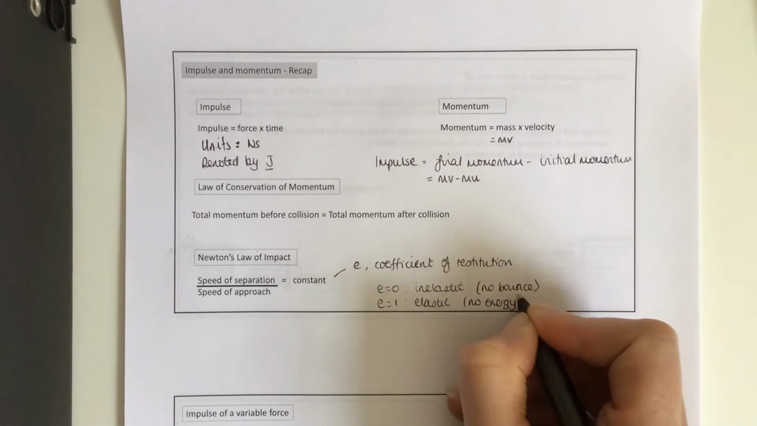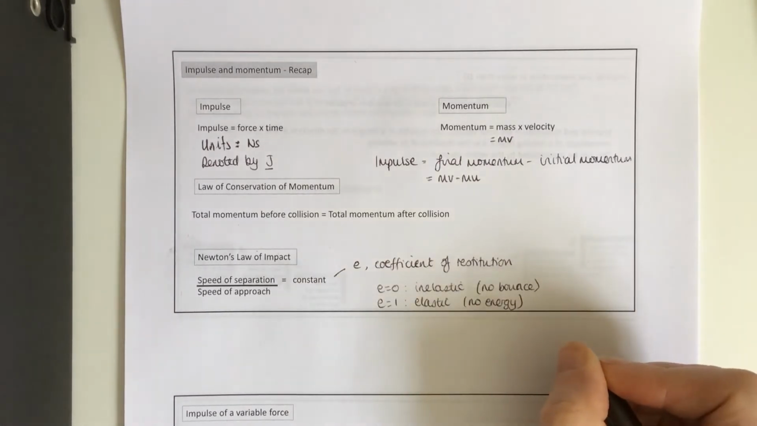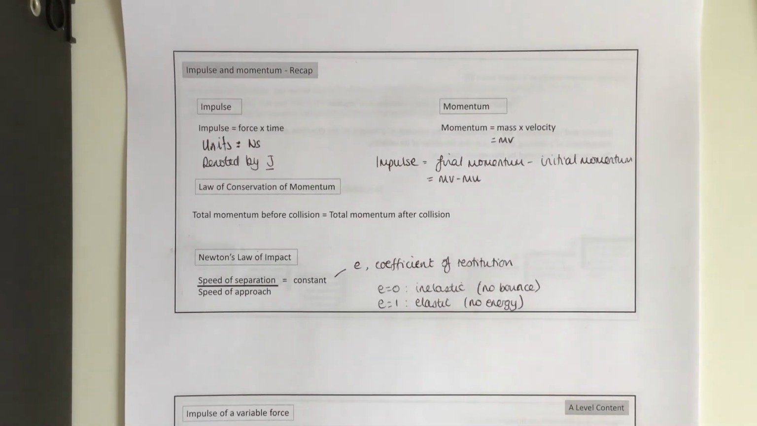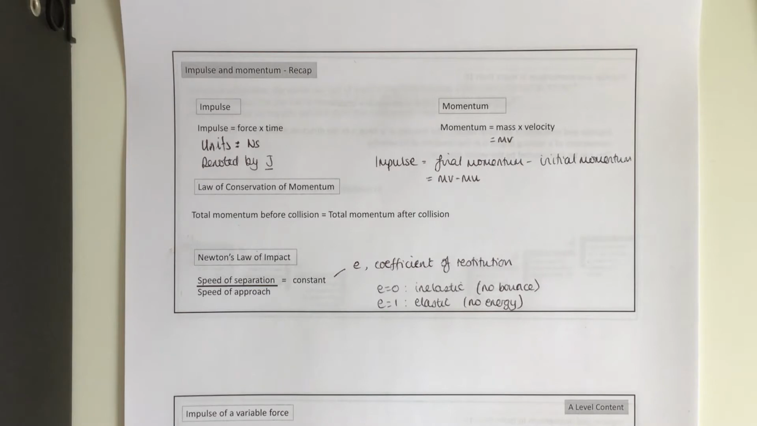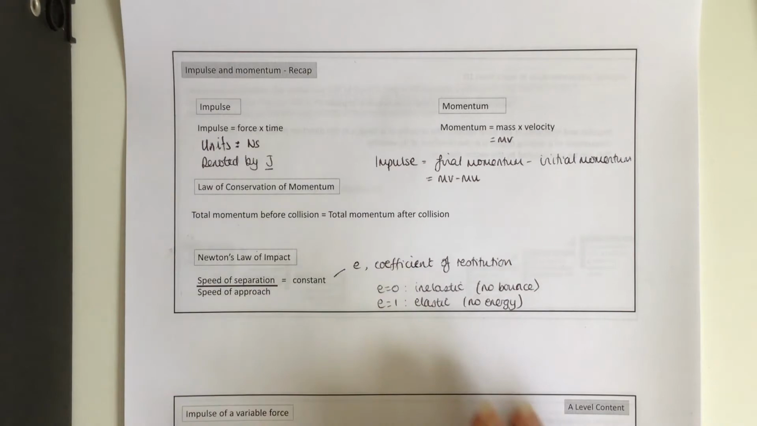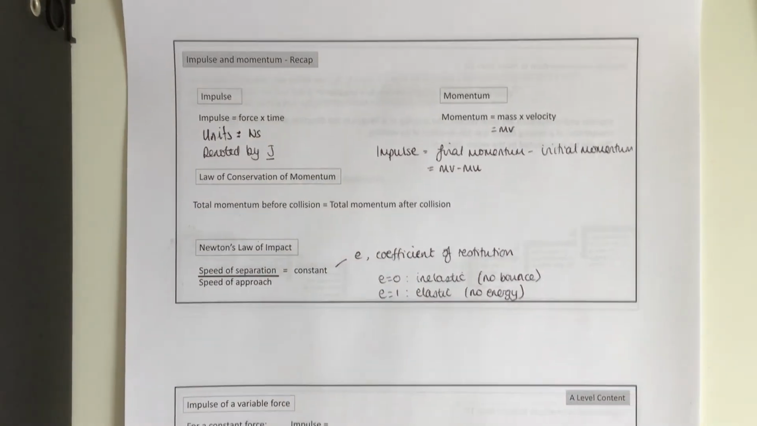Now in reality, a ball, for example, hitting a surface would be somewhere in the middle. There'd be some energy lost through dissipative forces, or dissipative energy, sorry, so, you know, sound, perhaps a bit of heat, that kind of thing. But there would be some bounce back as well. And the value of E will tell you how elastic, how much bounce there is. So that's just the recap.